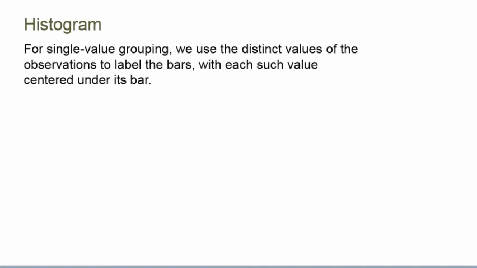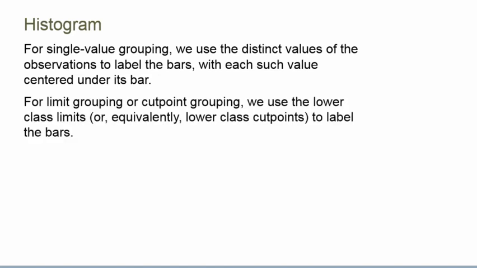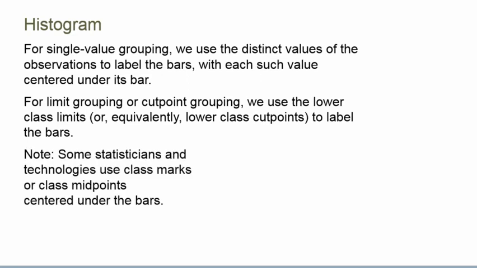Histogram. For single value grouping, we use the distinct values of the observations to label the bars, with each such value centered under its bar. For limit grouping or cut point grouping, we use the lower class limits, or equivalently lower class cut points, to label the bars. Note, some statisticians and technologies use class marks or class midpoints centered under the bars.